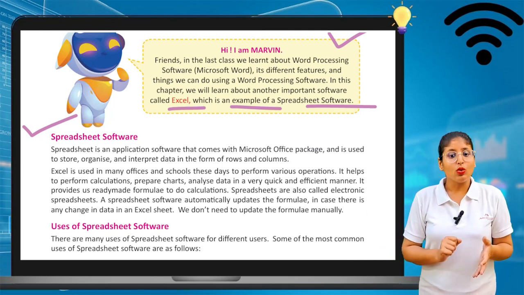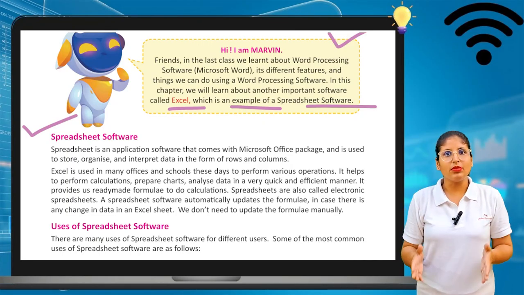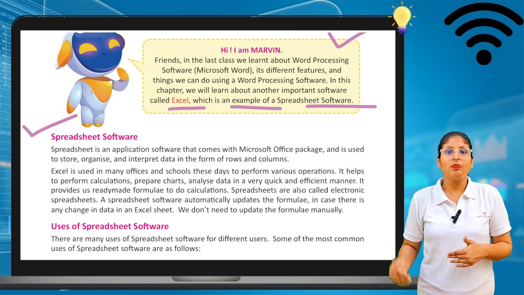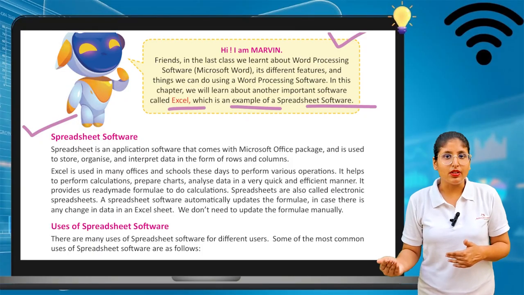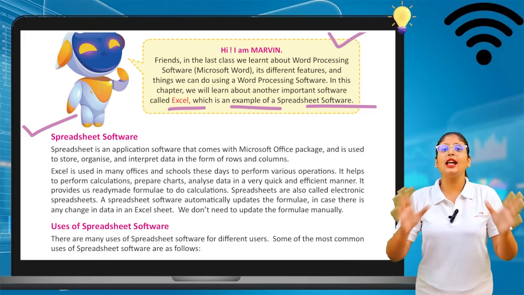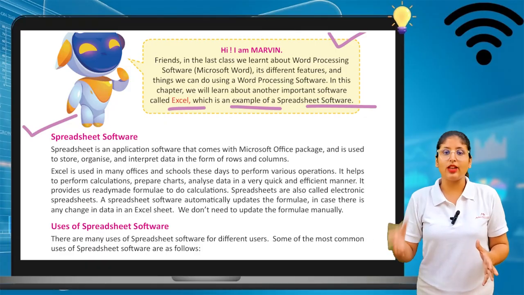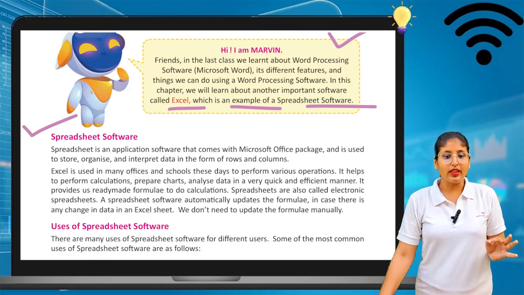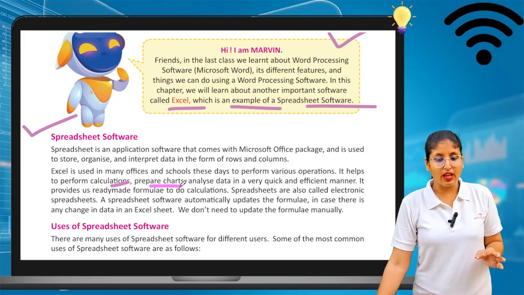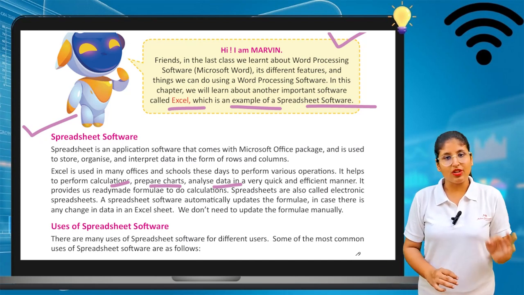They also analyze the data, like if you enter some numbers, they can tell you how many people are there who score more than 90%, how many children are there who score less than 90%. So they can analyze your data. They make charts for the data that you enter in the sheet. That's why they are very helpful. So what are the things that spreadsheets do? They prepare a chart, analyze your data in a very quick and efficient manner.